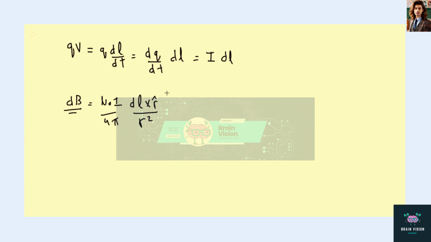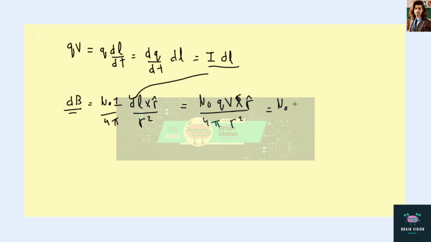And now that we have this expression up here, we can substitute it in for I dl down here. Doing that, we have mu naught, and then instead of I dl we have qv, cross r hat, over 4 pi r squared. So this looks pretty good as it is. I think the answer writes it more in this form.